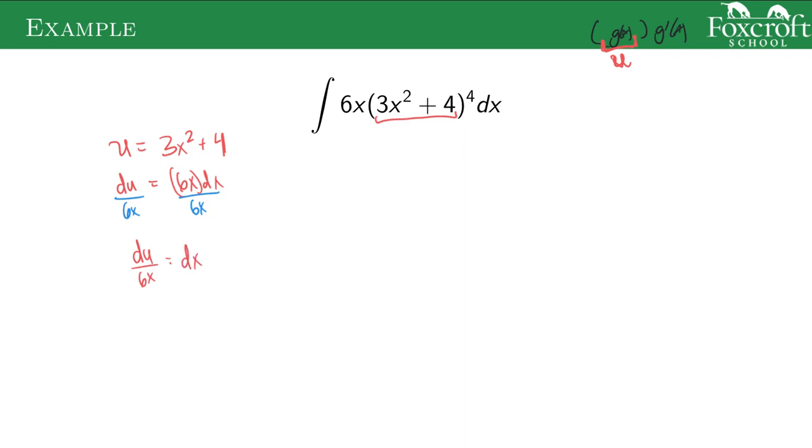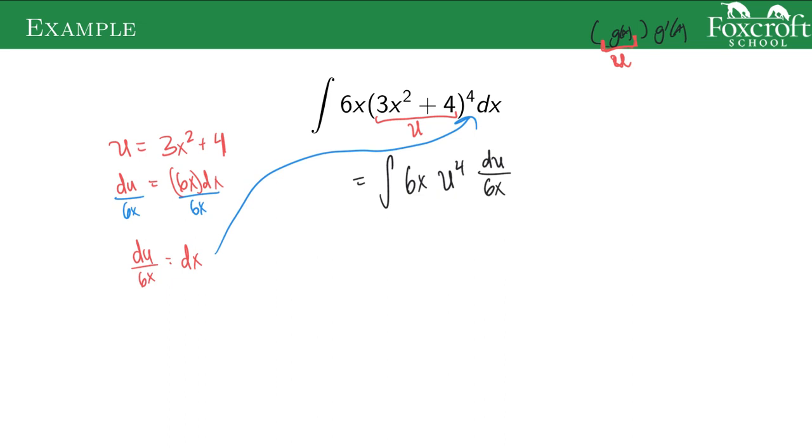All right, so now what can we do? Well, we have 3x squared plus 4. That's just going to be u. And we have something that dx is equal to. So now I'm going to rewrite my expression. Nothing's happened with this 6x yet. But instead of this whole thing raised to the 4th, it's now u to the 4th. And dx, instead of being dx, is du over 6x.